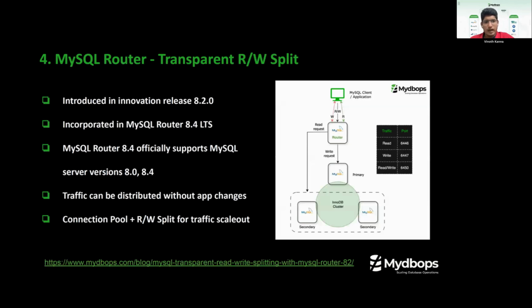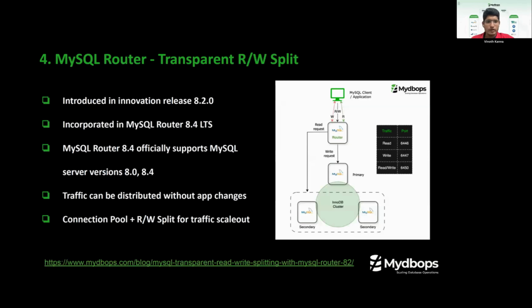So previously, we had two listeners from the router. One will always point to the primary, and the second listener will balance the traffic between the secondaries. Starting from the innovation release 8.2, they have introduced a new feature called transparent read-write split. What it does is it listens on a port, intelligently routes the writes to the primary, and distributes the reads among the secondaries. Your application need not segregate its reads and writes to balance the traffic.